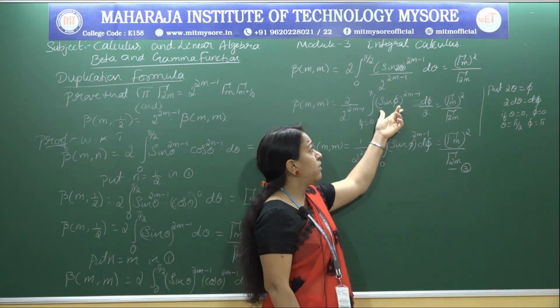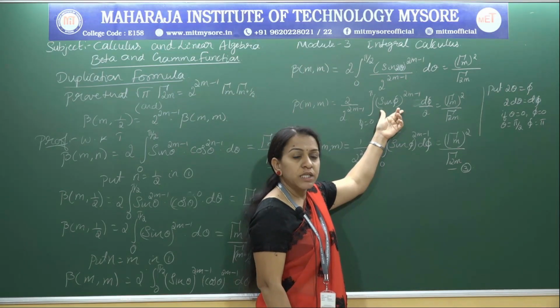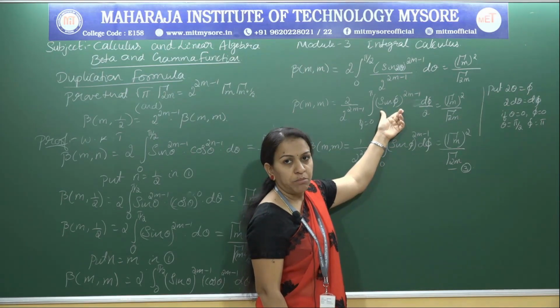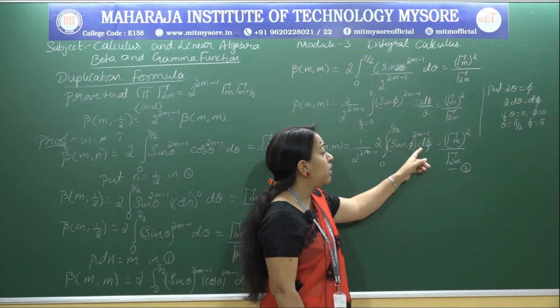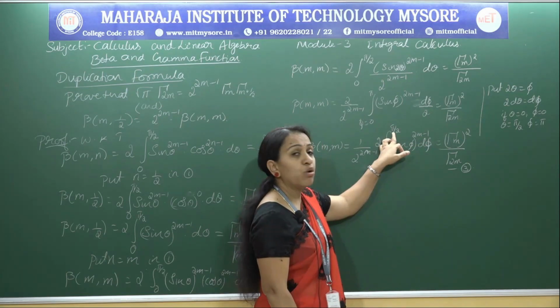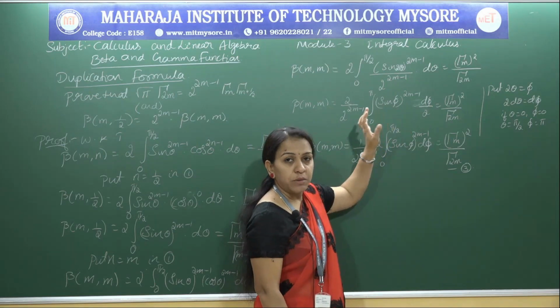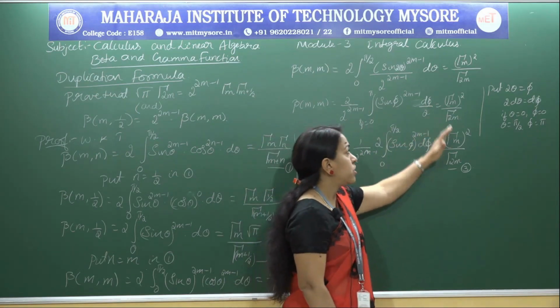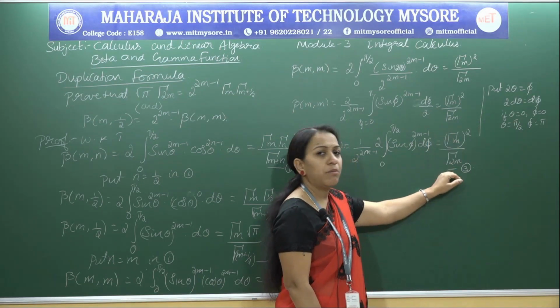Since this function sin pi whole power 2m minus 1 is an even function, using the standard definite integral properties, I can rewrite this as 2 times integral sin pi d pi whole to the power of 2m minus 1 between the limit 0 to pi by 2 whenever this function is even. Otherwise, it will be 0. And the RHS or the gamma function remains as it is, gamma m whole square by gamma 2m.